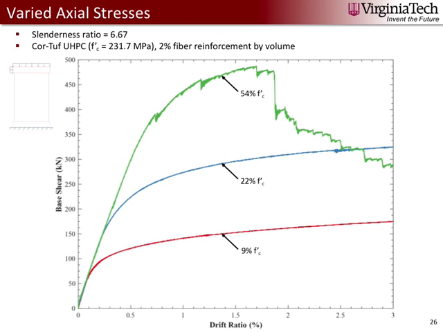So here we've studied the effect of varied axial stresses on the specimen. During this test, the axial stress is constant, as it is in every other simulation that you'll be seeing. It ranges from 9% of the compressive strength of the concrete all the way up to 54%. You can see in these two bottom simulations, we have an initial elastic portion followed by a nonlinearity, and those continue on. The third one is a bit different, and we'll see why in a second.